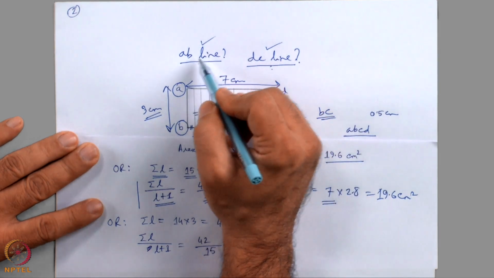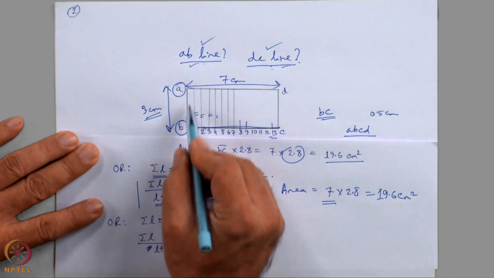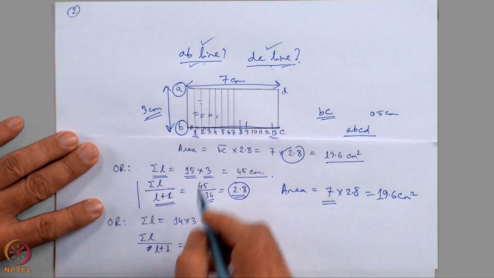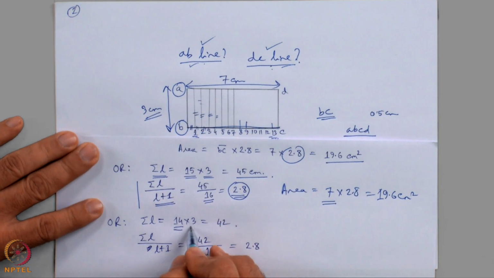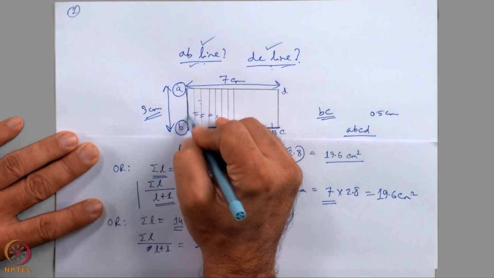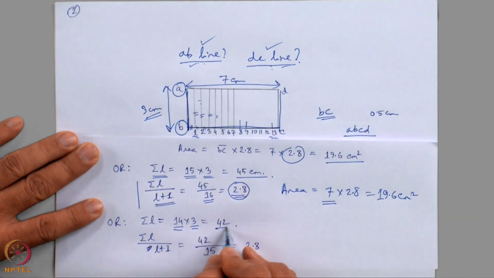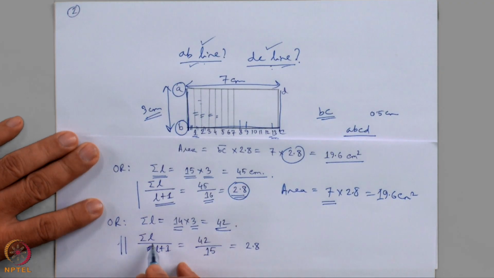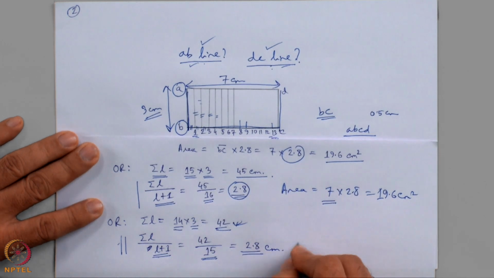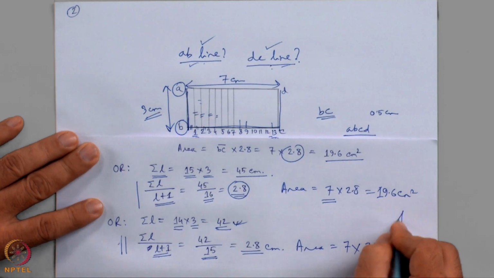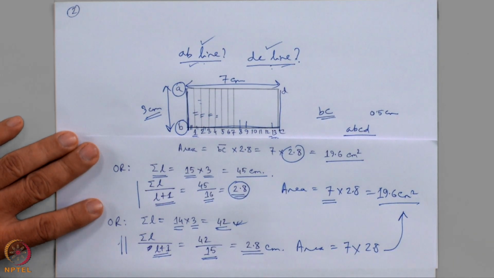Now, let us take only one of them, either AB or DC. In that case, the number of such vertical lines is 13 plus 1, equal to 14, and each of these lines is 3 centimeter in length, because the AB length is 3 or the DC length is 3. So, it is 42. Now, the average height formula-wise is the sum of all these lengths, which is 42, divided by L plus 1, and here it is 14 plus 1, equal to 15, and interestingly again we get 2.8 centimeter. So, in this case the area also is 7 multiplied by 2.8, same as 19.6 centimeter square.